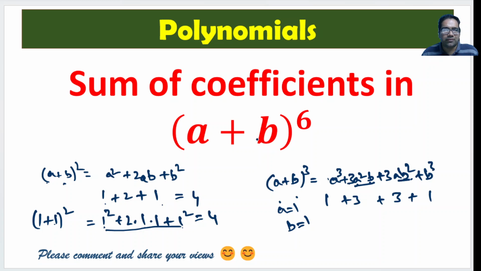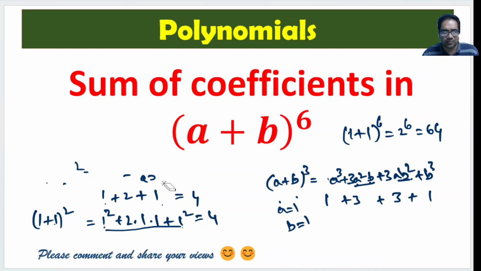So what is the sum of coefficients in (a plus b) power 6? This is (1 plus 1) power 6, which is 2 power 6, which equals 64. This is so simple. But we should also know how to expand (a plus b) whole power 6.